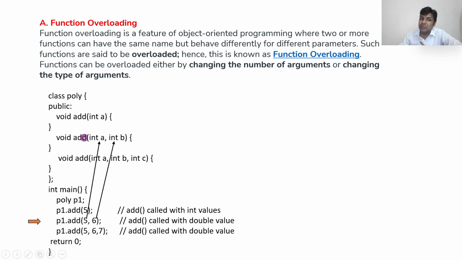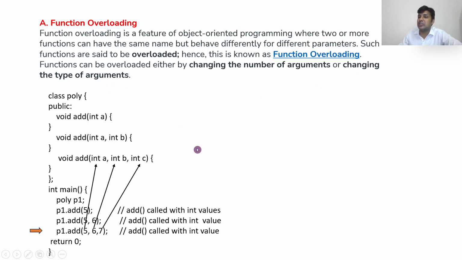Now what you have understood: the name is the same but the behavior is different. Here we have add, here also add, here also add, but here it is taking only one integer and adding it, here it is taking two arguments and adding, and here it is taking 3 arguments. For example, if I call p1 dot add with 3 arguments, it can understand that I have to call this function, right? So function overloading works by changing the number of arguments or changing the types of arguments.